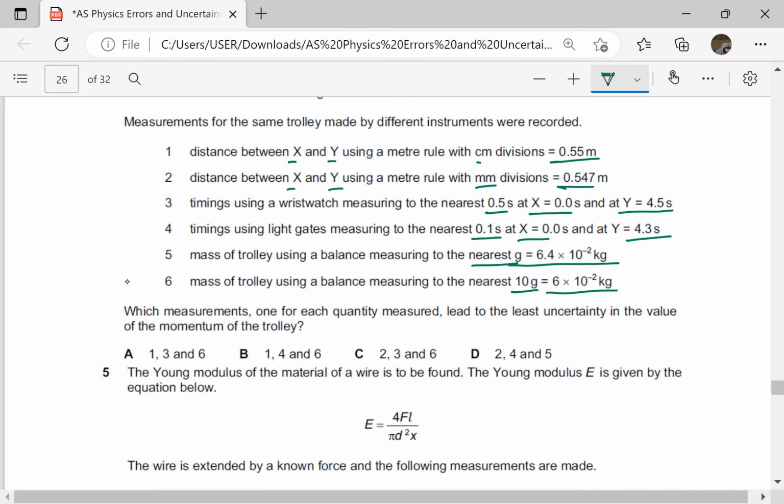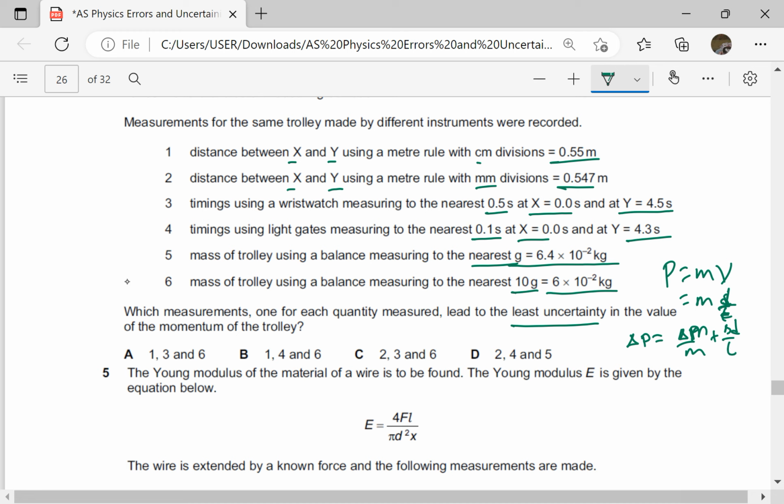Which measurements, one of each quantity measured, lead to the least uncertainty in the value of momentum? So momentum is mass times velocity, and velocity will be distance over time. So the uncertainty in momentum is going to be that of mass over m, plus that of distance over distance, plus that of time over t.